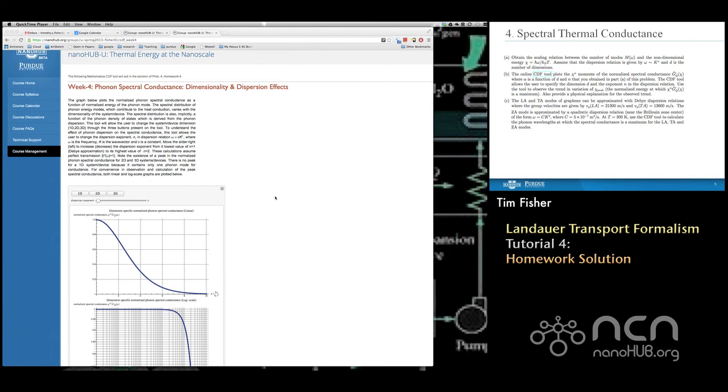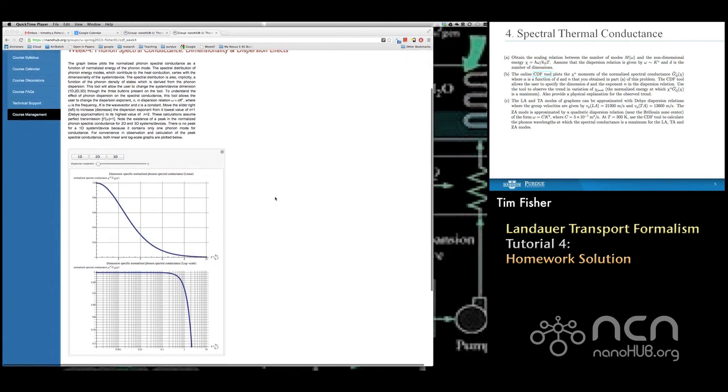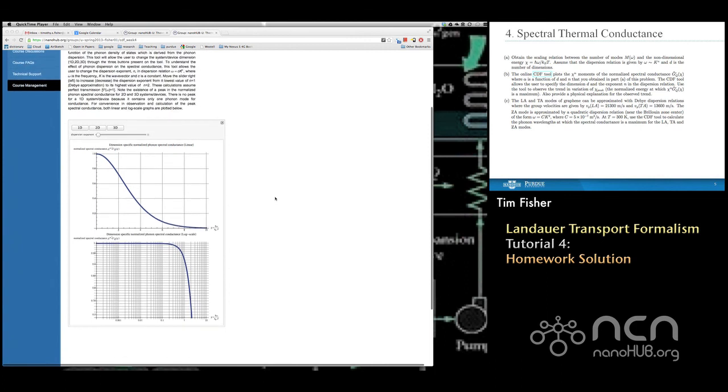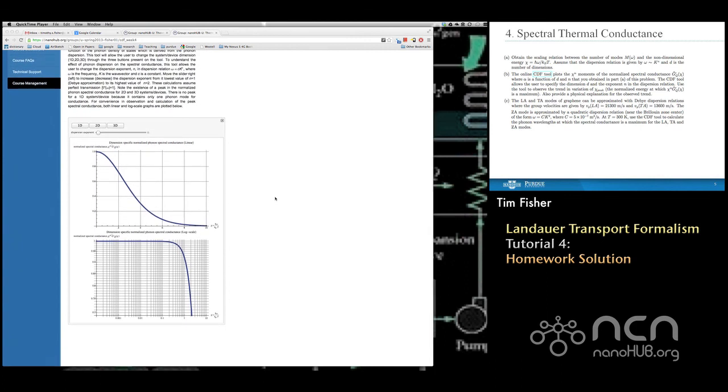Next is the usage of an online Mathematica CDF tool in which we'll plot the alpha moments of the normalized spectral conductance as a function of chi. Here chi is the normalized energy. It's denoted by h bar omega upon kB T. So what you see on your screen is the Mathematica CDF tool. It plots the normalized spectral conductance on the y-axis as a function of chi on the x-axis.